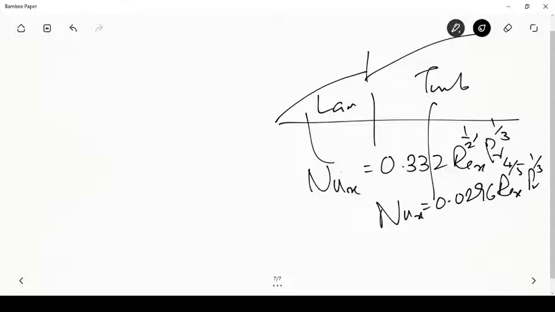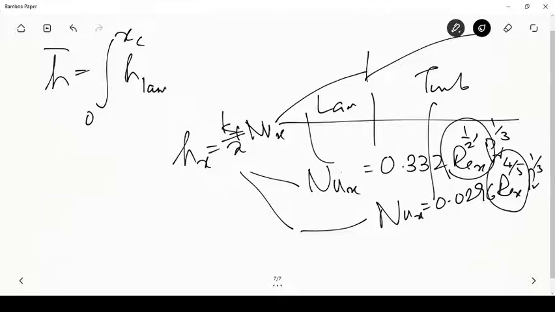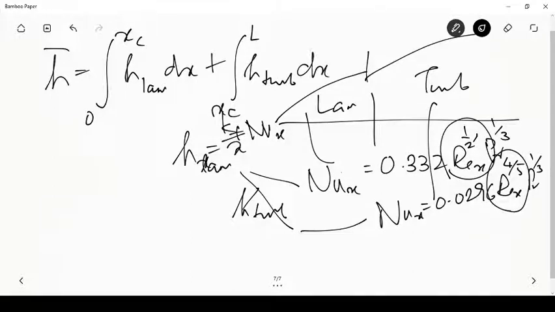Okay, now if I want to integrate over this plate to get the average heat transfer coefficient, then in this region hx is kf by x multiplied by Nux for the laminar, and here also it is the same. So you will basically get x to the power of minus half here and x to the power of minus 1 by 5 here in the x value, and the remainder has to be integrated in the same way. So h bar would be integral from 0 to xc of h laminar, and here I'll call it h turbulent dx plus integral from xc to L, where L is the length of the plate, of h turb dx. Okay, so this is the expression that you would use.